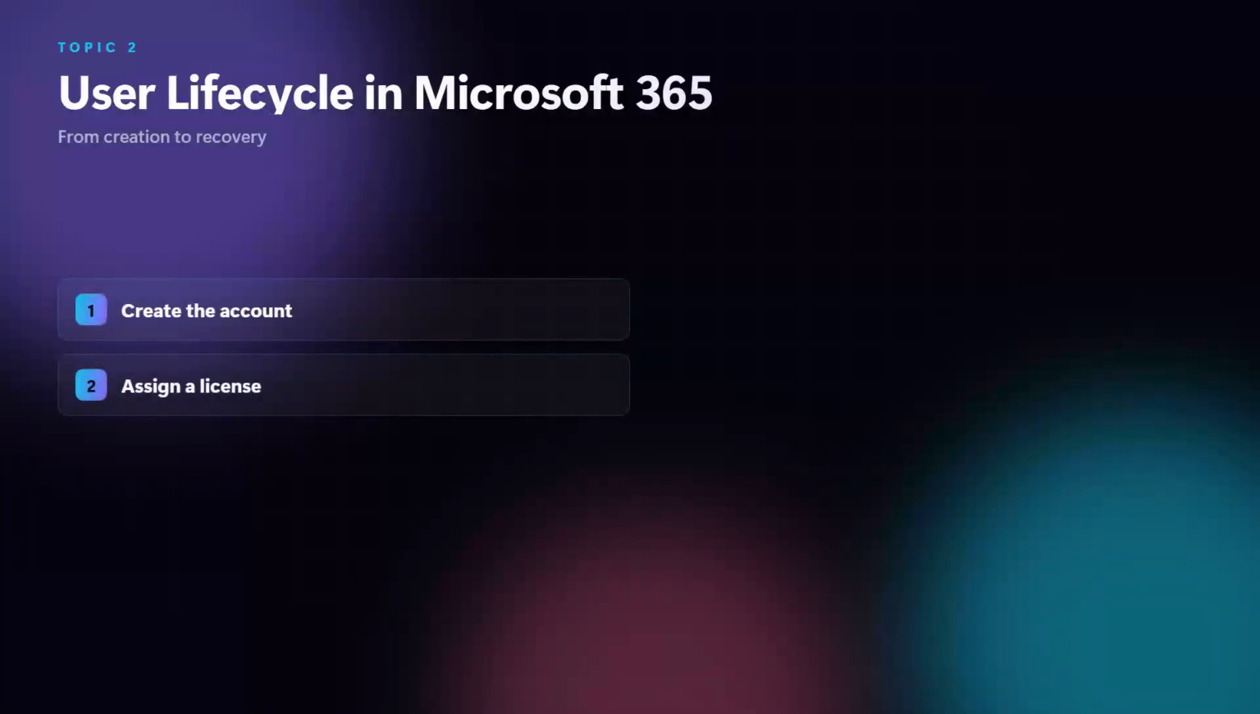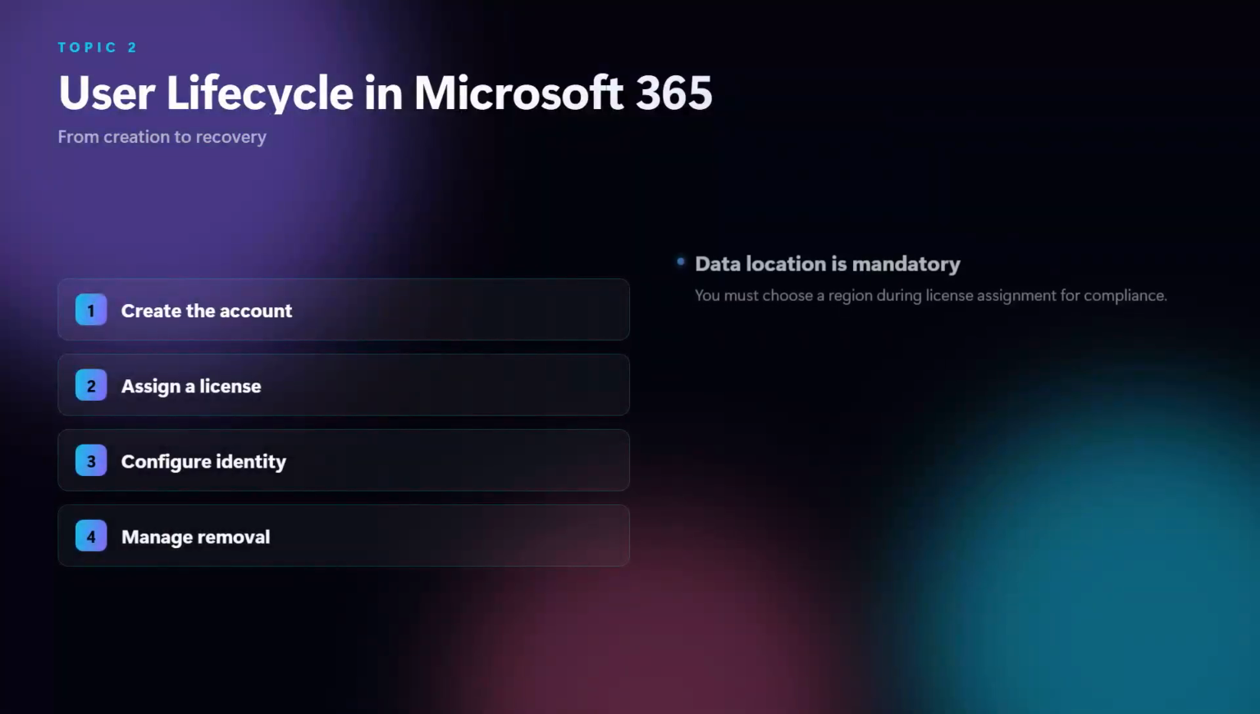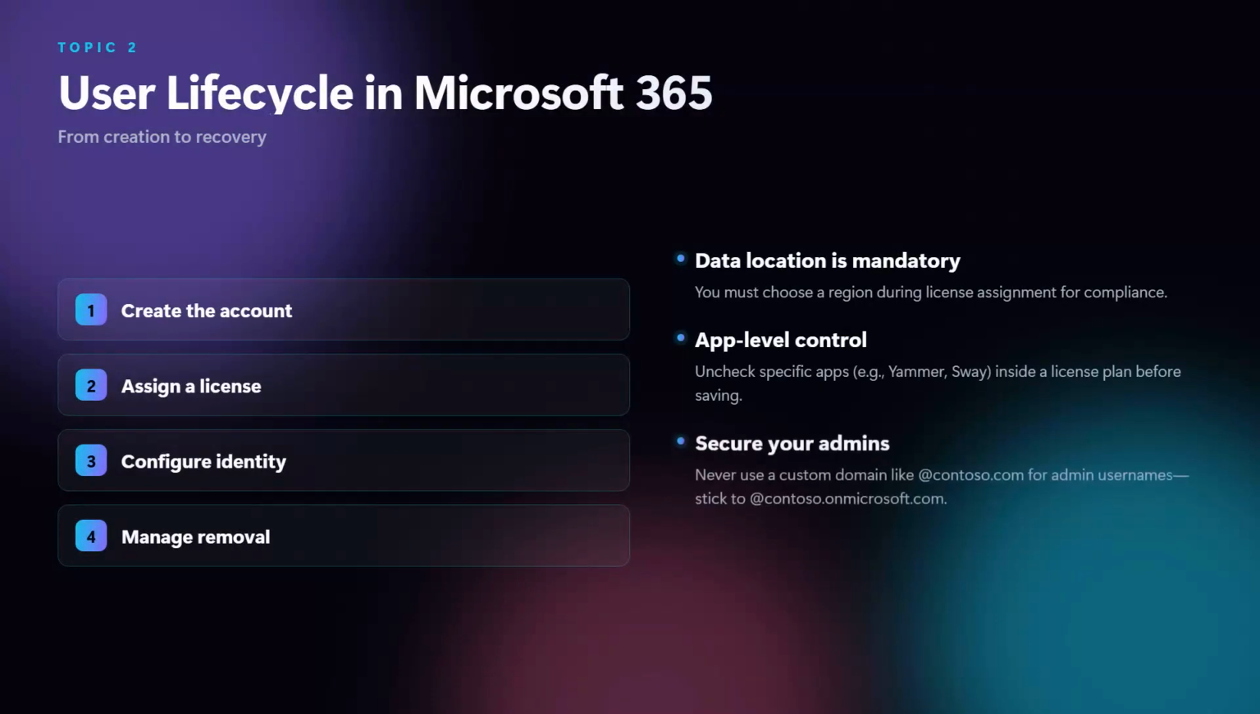We begin the life cycle by creating the account. Next, we assign a license, and this is where you must choose a data location for compliance. You can also uncheck specific apps inside the plan, like Yammer or Sway, before saving.